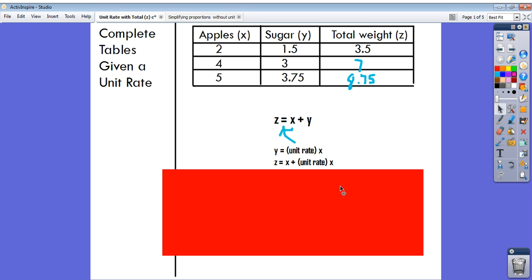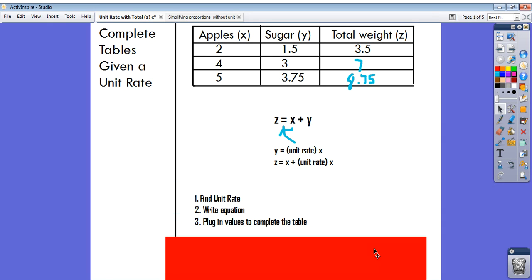I'm going to show you our steps for today. I do not want you to waste time and write these down. These should be apparent by now, and you'll use them for a very long time. Our first step is to find the unit rate. Then we will write an equation and plug in values to complete the table. In all of our tables, we'll need to write the equation y equals unit rate times x. Some of them we'll need to write z equals x plus y equals x plus unit rate times x.